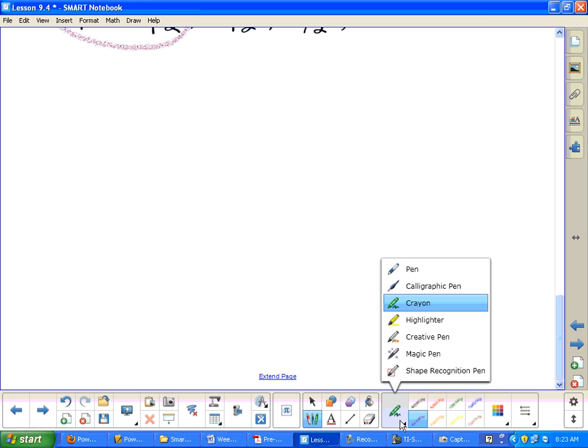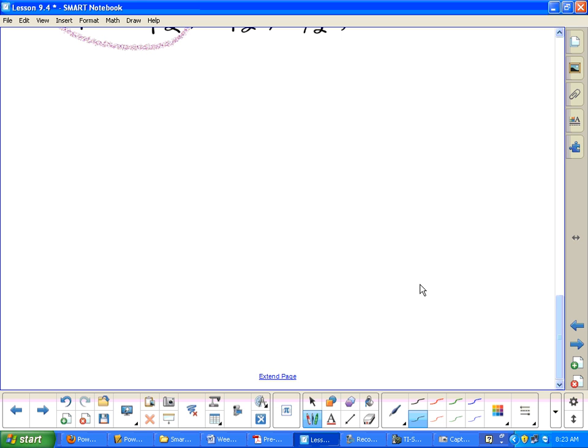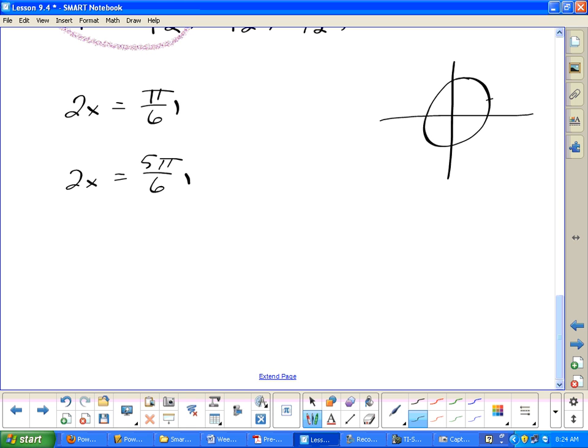And it's very similar. So if we take that 2x equals pi over 6, and 5 pi over 6. Now, if on the unit circle I have pi over 6, I have the answer, right? Pi over 6. If I go around again, where am I at? No, 7 pi over 6 is over here.